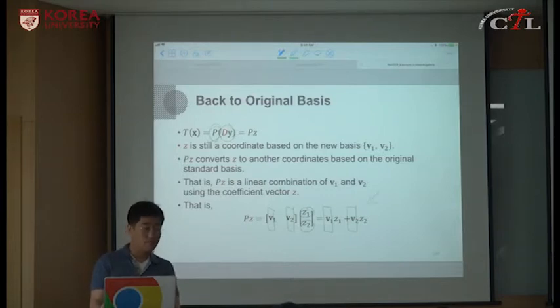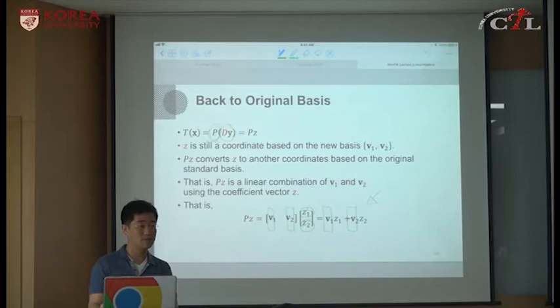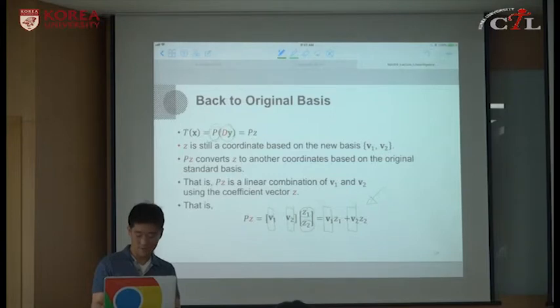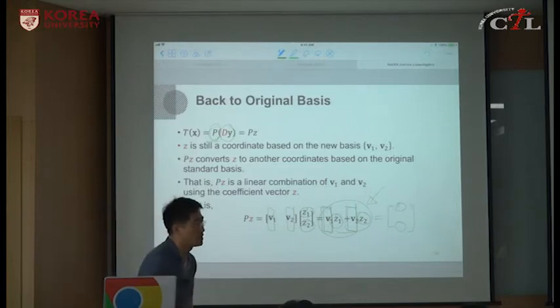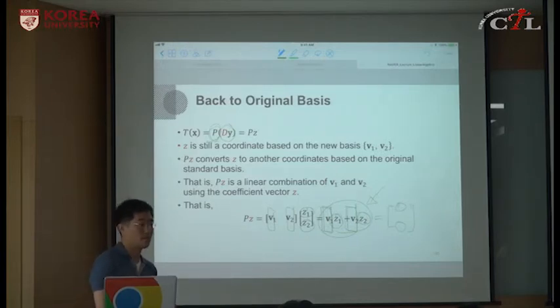And then the final step will be to just convert these coordinates into the original coordinate system, using the standard basis of 1, 0, and 0. And how do we do that? We just linearly combine those basis vectors, I mean the eigenvector basis, by using these converted coordinate values. If we combine them and obtain the resulting vector, that can be viewed as the coordinate with respect to the original standard basis of 1, 0, and 0, right?